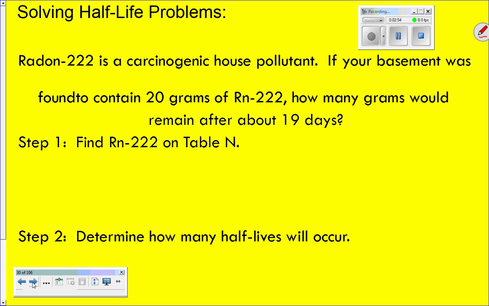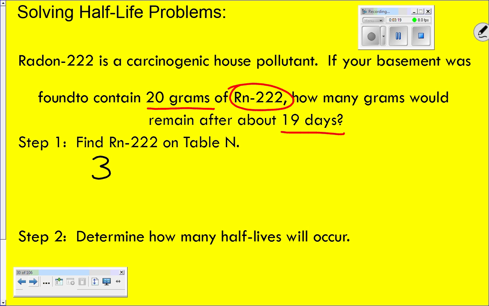Radon-222 is a carcinogenic house pollutant. If your basement was found to contain 20 grams of radon-222, how much would remain after about 19 days? So important information here is the fact that we are talking about radon-222. At the beginning of a certain amount of time, we have 20 grams of it, and we want to find out how much should be left after a given amount of time.